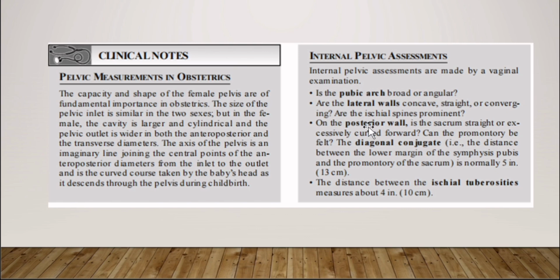Then look at the posterior wall, in which we look at the sacral promontory. So if we can palpate the sacral promontory, there's something wrong. If we put our fingers in there and can palpate the sacral promontory, it means that that lady does not have a what? A female type of pelvis. Then the ischial tuberosities.